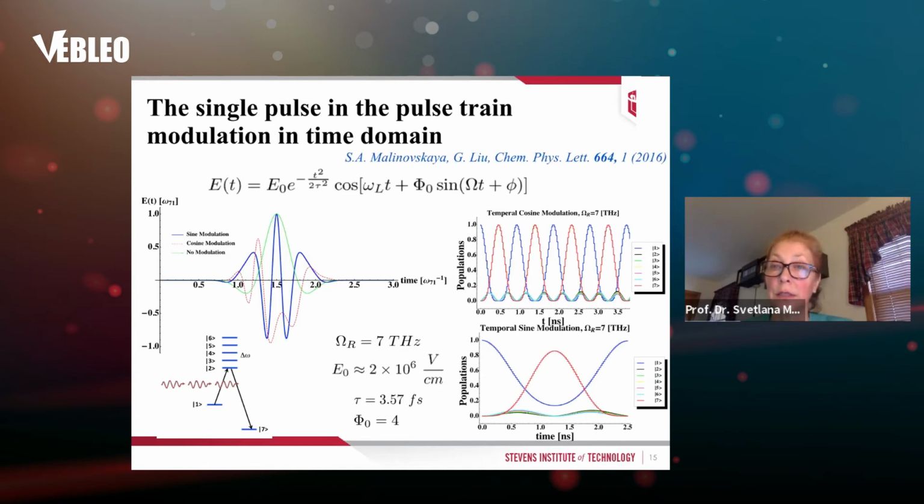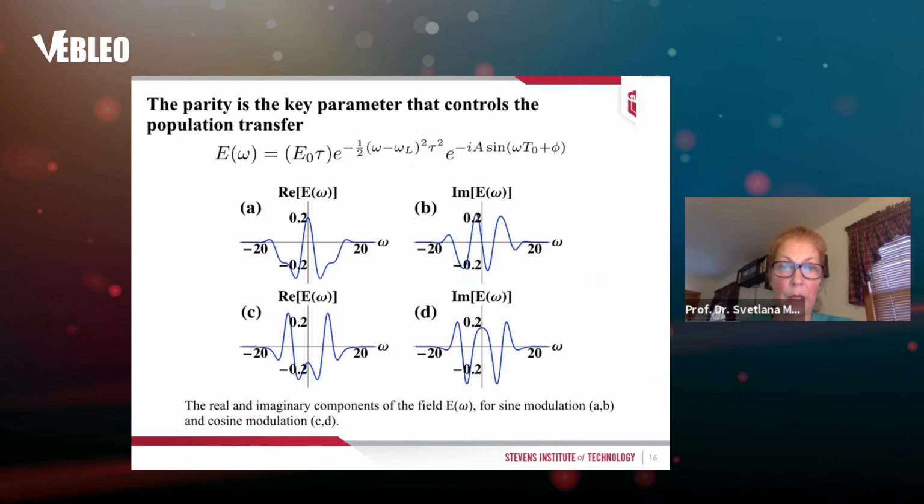In contrast to this successful population inversion, the temporal sine modulation did not reach this goal. So it is the temporal cosine modulation that creates quasi-dark states, resulting in complete population transfer. This response is analogous to the one in the stimulated Raman scattering technique. The parity of the modulation is the key parameter that controls population transfer, as we have seen from the temporal modulation example.